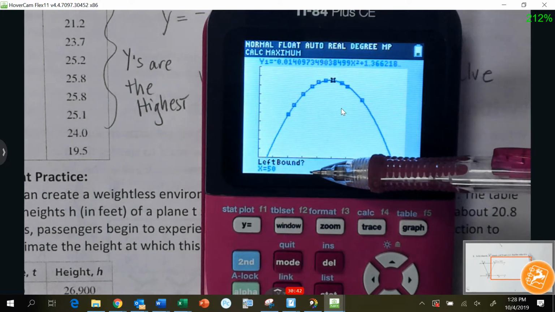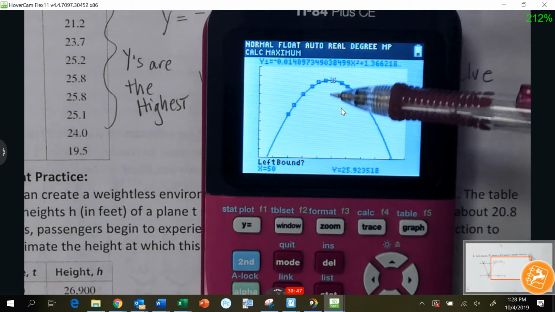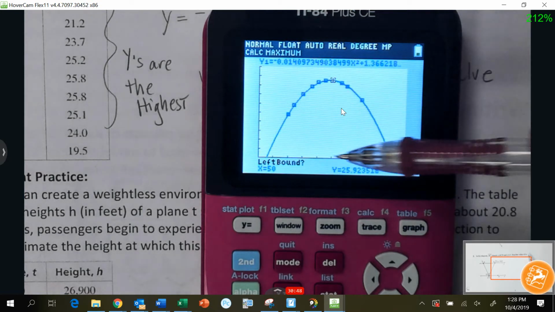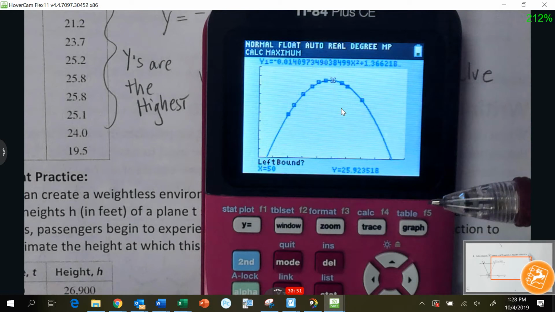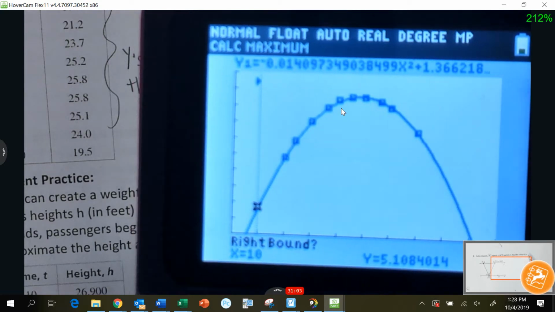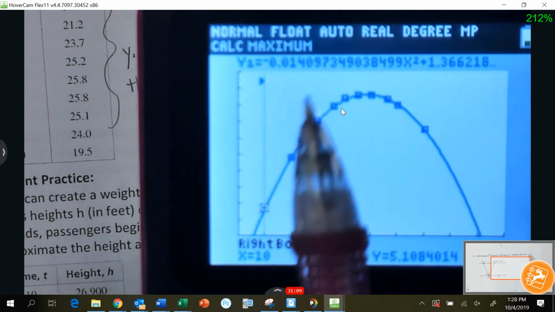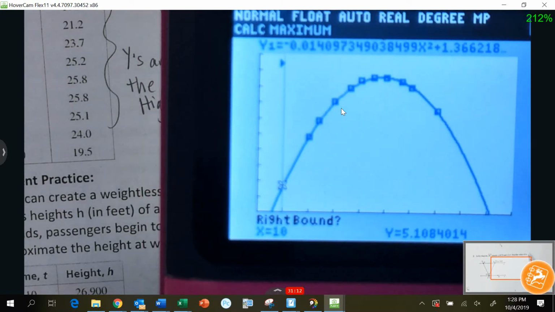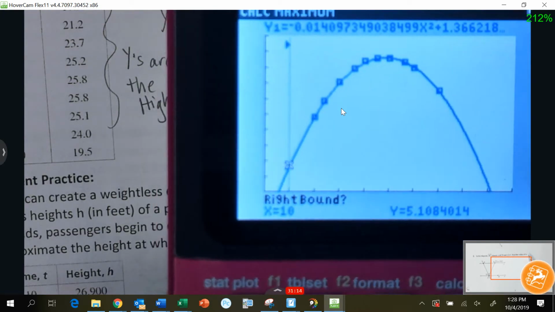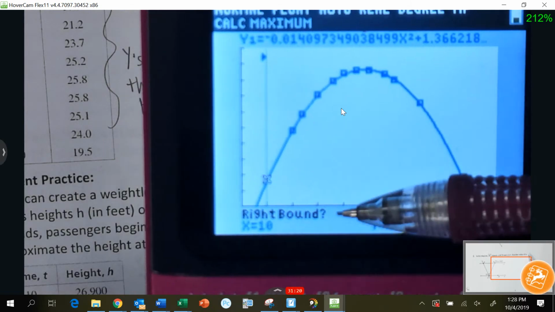It doesn't matter. 5 works, 0 works, anything to the left of where I think this middle is going to be. Do you see there's a line there? Yes. This is telling the calculator, I want you to look in between this line, and then we're going to tell it where else to look. You have to tell the calculator where you're trying to find a maximum value. So now it says right boundary, right bound.